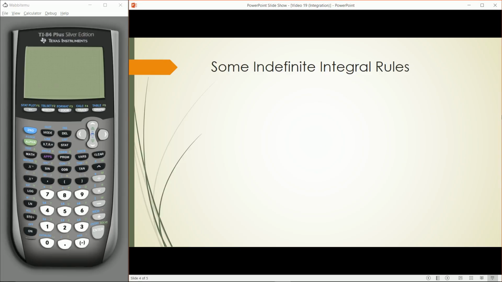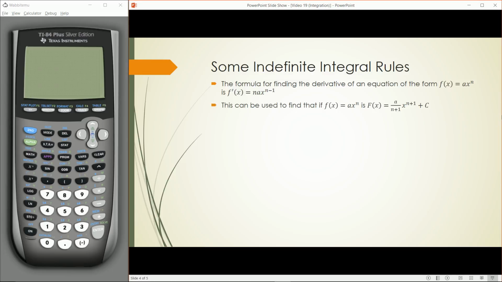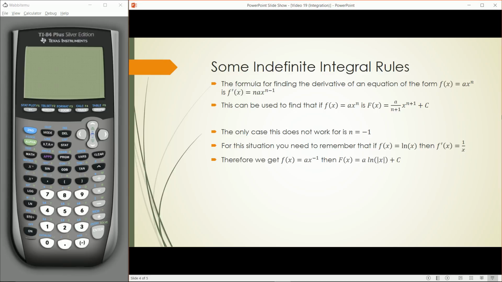Now here are some basic indefinite integral rules. If you know your basic power rule, you can work backwards. You add 1 to your exponent first, and then divide by your new exponent. You do the opposite of what you did before, and then of course add c. This does not work though when n equals -1. In this situation, you need to remember your natural log derivative is 1 over x, which is the same thing as x to the -1. Which here means your antiderivative would be the natural log of the absolute value of x plus a constant.